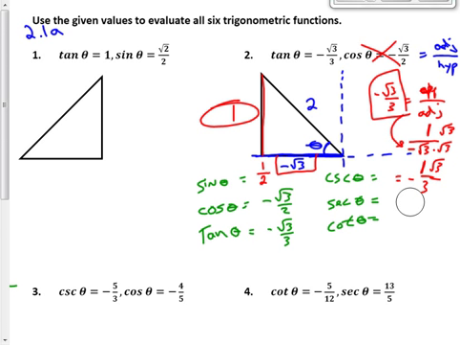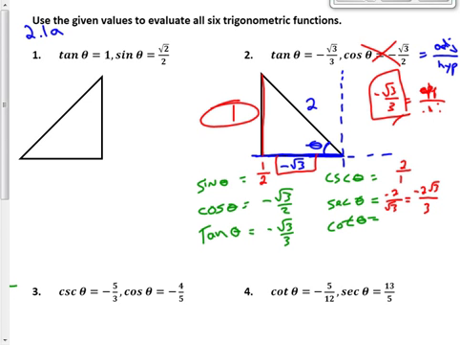When I go through and flip this over, 1 divided by 2 flipped over gives me 2 over 1. The cosine, I want to double check that comes out right. Adjacent over hypotenuse, negative square root of 3 over 2, that's right. I have negative 2 over the square root of 3 when I flip it over. Multiplying top and bottom by the square root of 3, I get negative 2 square roots of 3 over 3.